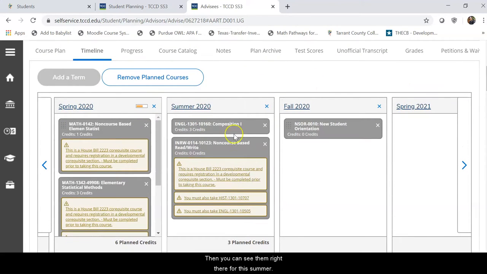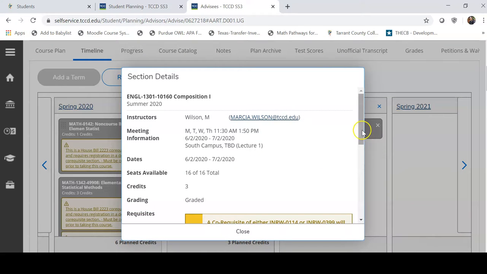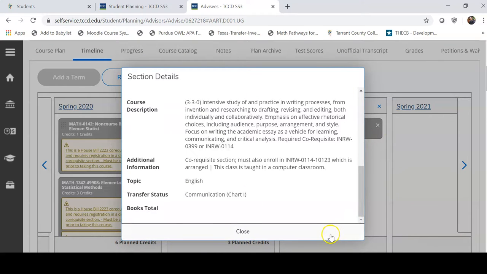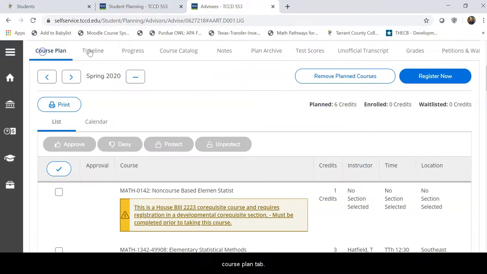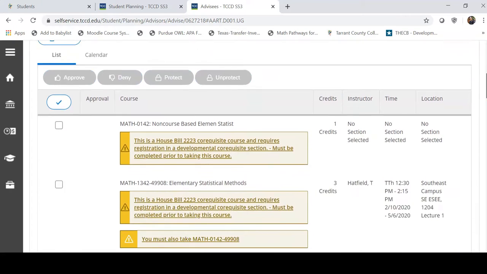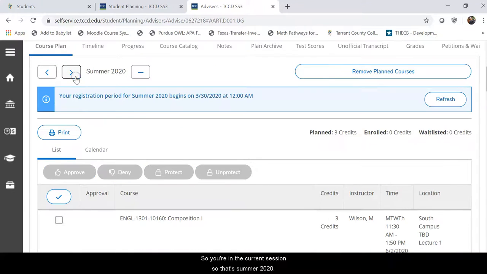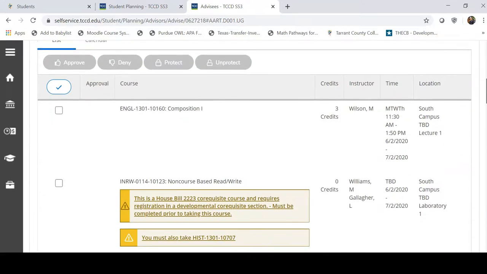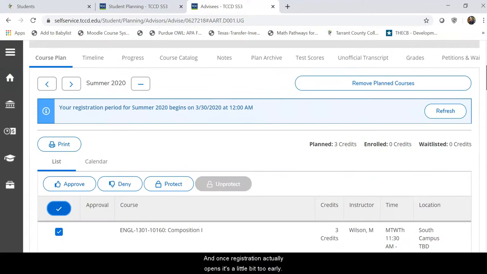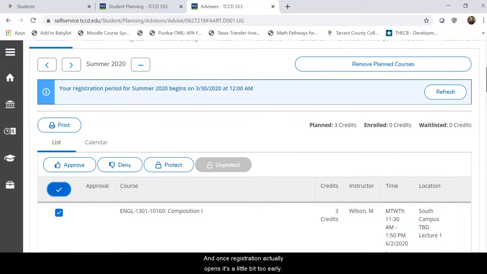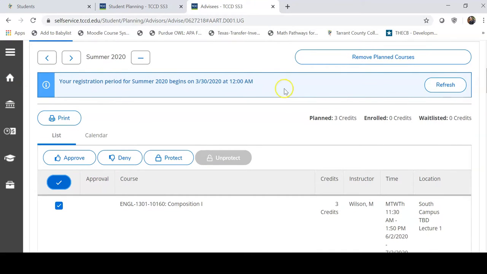And then you can see them right there for the summer. Is that the right one? 10, 1, 2, 3. Yeah, 10, 1, 2, 3. So those match. And then when it's time to register, you click on the course plan tab. And make sure you're in the current session. So that's summer 2020. Click the checkbox. And once registration actually opens, it's a little bit too early.